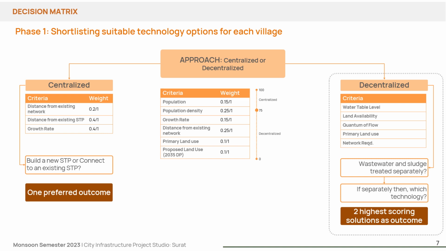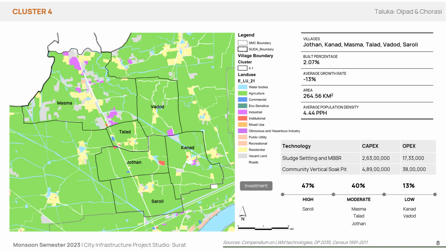Under a decentralized approach, the technology is shortlisted based on criteria such as water table, land availability, quantum of flow, reuse or recharge, and required network. The two highest scoring solutions are provided to the user along with CapEx, OpEx, and the total area required. Upon assessing the fourth cluster, the decentralized approach was recommended, where sludge settling and MBBR was suggested for sludge management and vertical community soak pit for wastewater management.